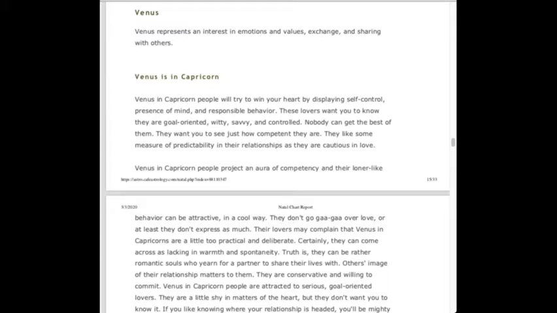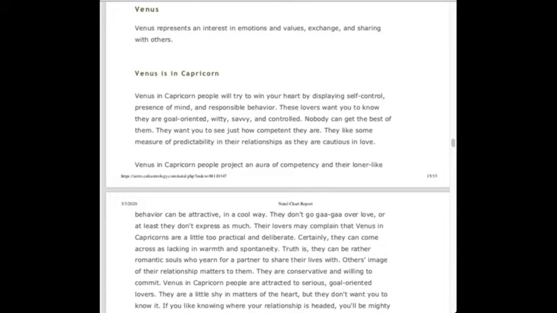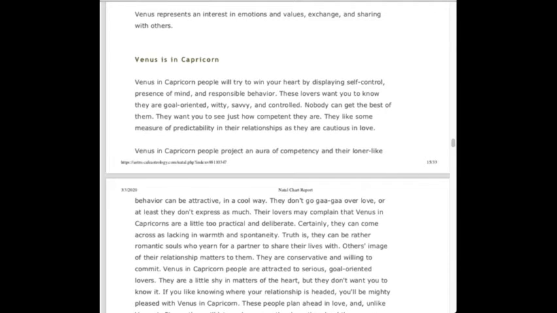Others' image of their relationship matters to them. They are conservative and willing to commit. Venus in Capricorn people are attracted to serious, goal-oriented lovers. That's the situation, Patty. They are a little shy in matters of the heart, but they don't want you to know it.